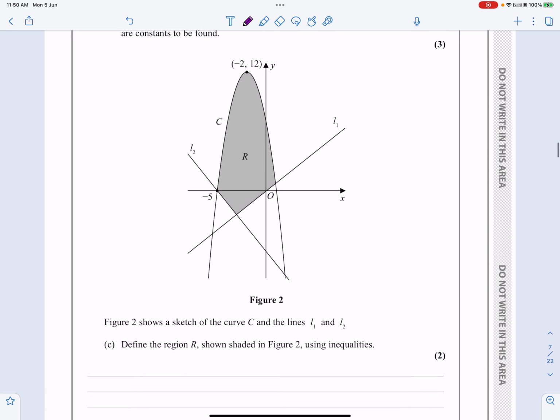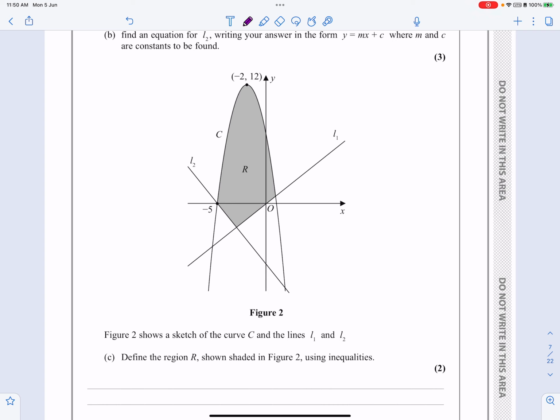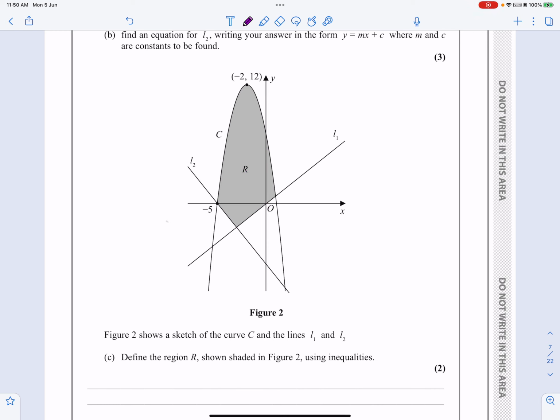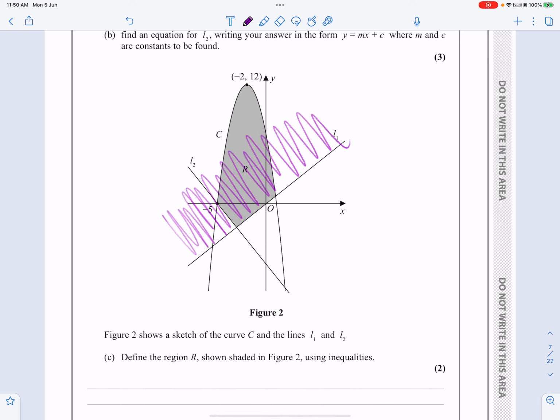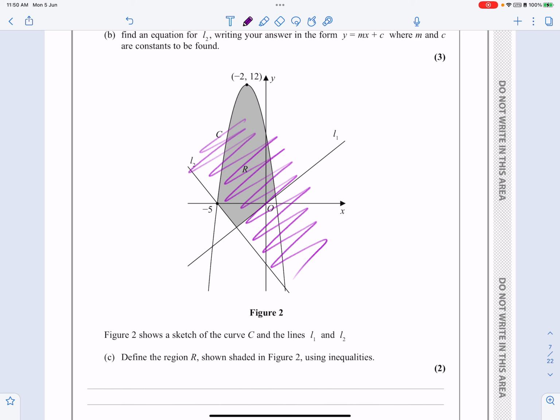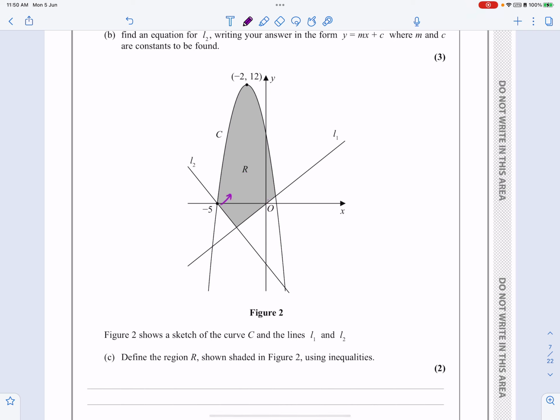So we've done that. And then part C is an inequalities bit on the end of this question. It says, define the region shown shaded using inequalities. Okay, hopefully straightforward. This region is underneath the quadratic, so it's going to be less than or equal to the quadratic, but it's above L1 and it's also above L2. When we're thinking about it, it's above this line, but below that line. That's where we get the shaded region there. So I just need to be careful when I say all that.